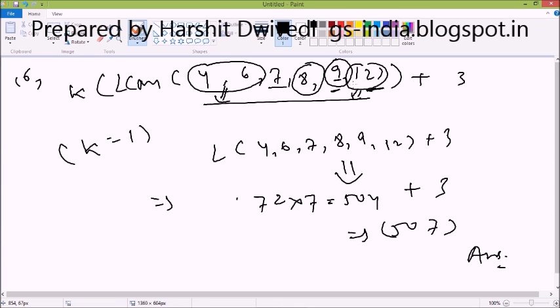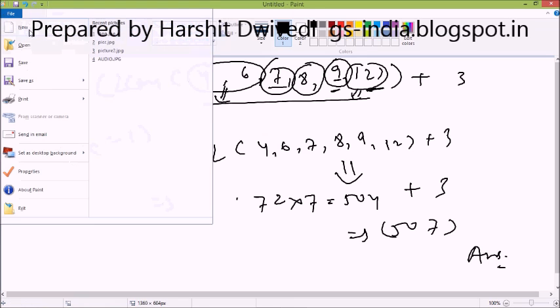So we are going to multiply this 36 by 2, it becomes 72. And in this 72 there is no 7, and one 7 is left to be considered, which is this 7, and therefore 72 into 7 will be 504. 504 will be the LCM of 4, 6, 8, 7, 9 and 12, and in this we are going to add 3 to get 507. This is our answer.